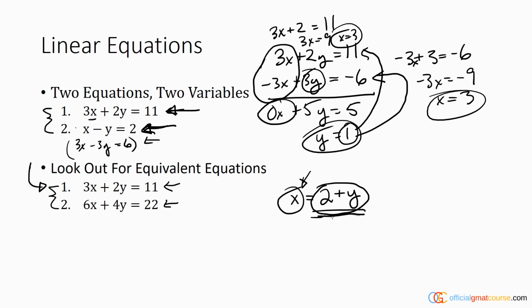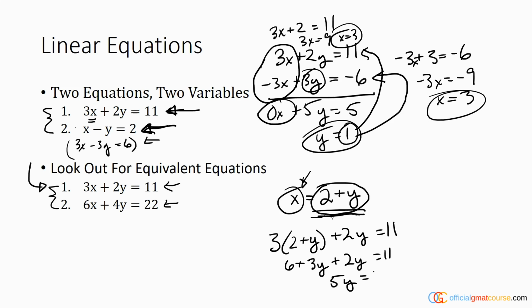So in our original equation we had 3x. Well, now that will become 3 times 2 plus y. And then we had plus 2y equals 11. Now if I distribute that 3, I get 6 plus 3y plus 2y equals 11, which means 5y equals positive 5 if I subtract 6 from both sides, and y equals 1, which is what we found up here as well. And we've already shown that we can plug that in to the original equation. We could plug that in right here and solve x equals 2 plus 1, which means x is equal to 3. So either way you can solve it.